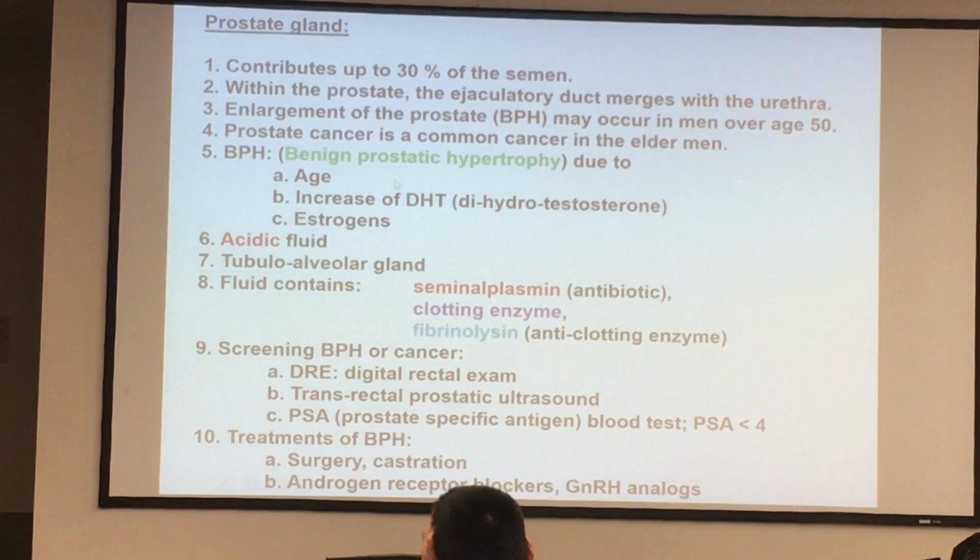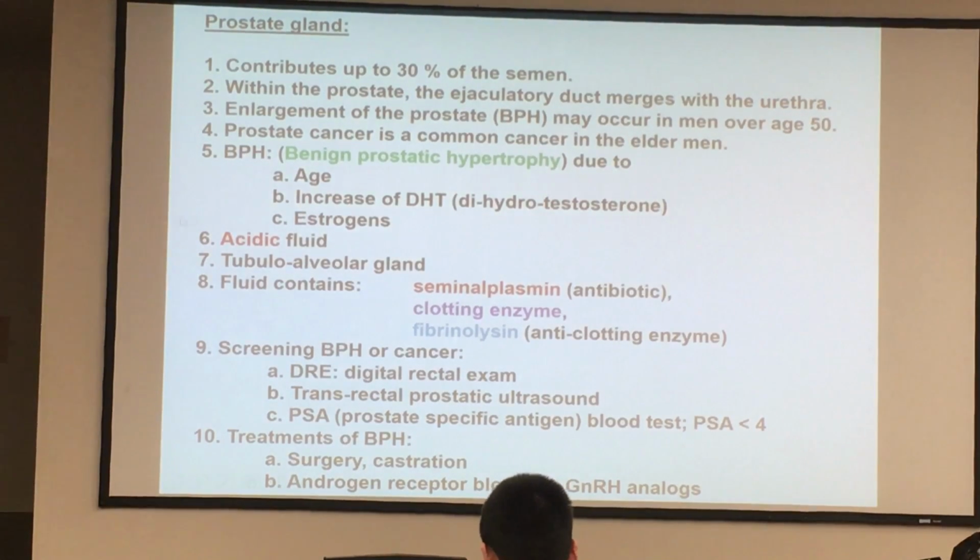Age is one reason, and the other reason is that testosterone will change to a molecule called dihydrotestosterone, DHT, and they will let this prostate enlarge. And the male also produces a little bit of estrogen, which also lets it get bigger. The fluid is acidic. All the other fluid in the male is alkaline. Only this part is acidic.